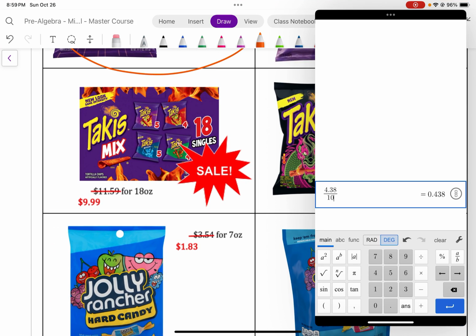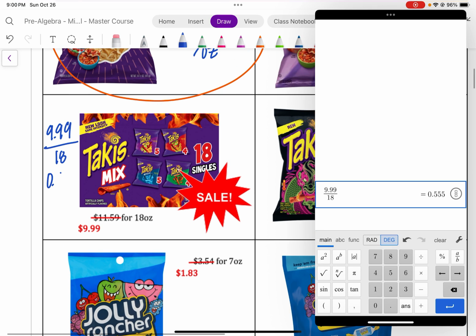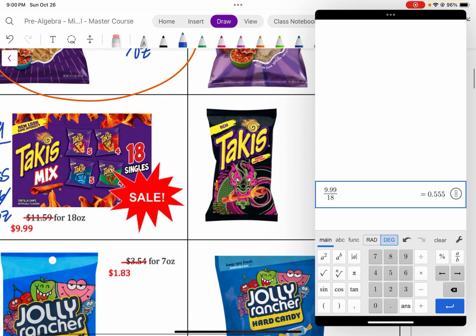Okay, Takis, one of middle schoolers' favorite snacks, or at least it was when we made this. We're going to find when it's $9.99 and you're getting 18 ounces. We'll divide that by 18, so that's 0.555, which we could round to 0.56 per ounce.